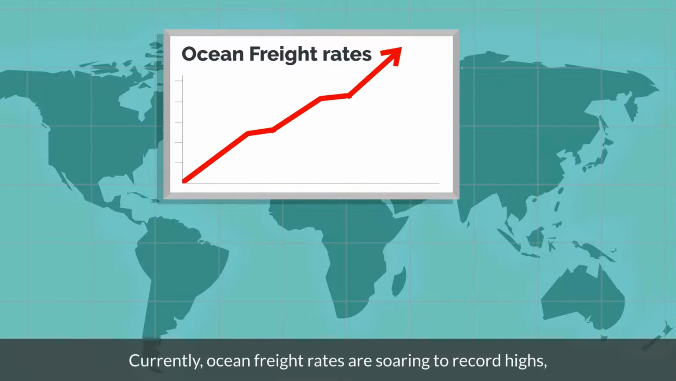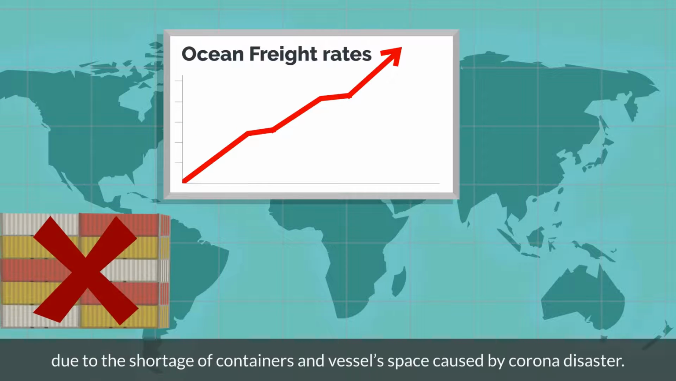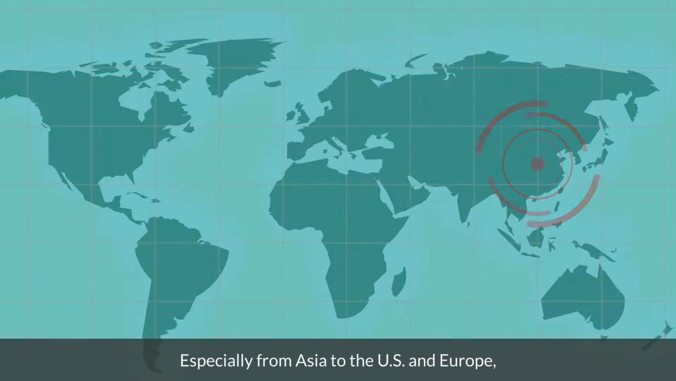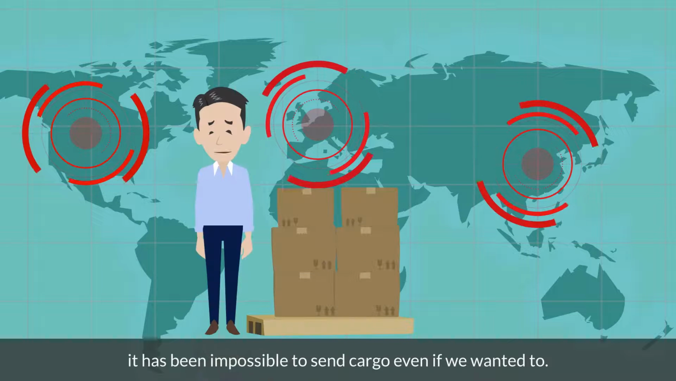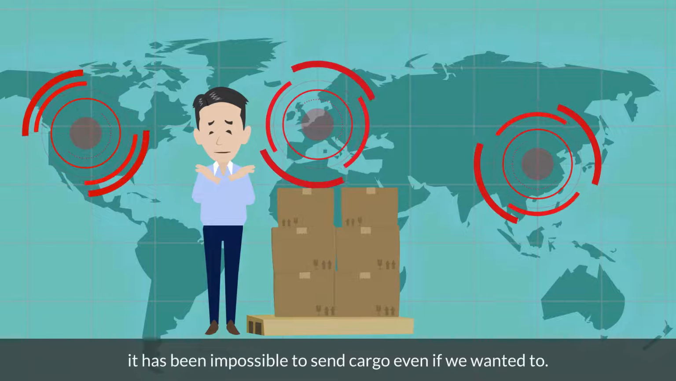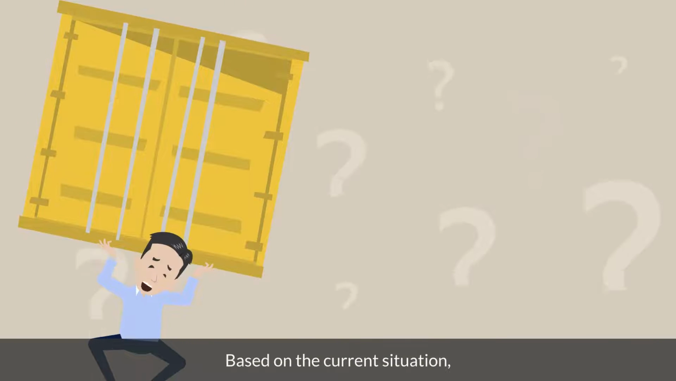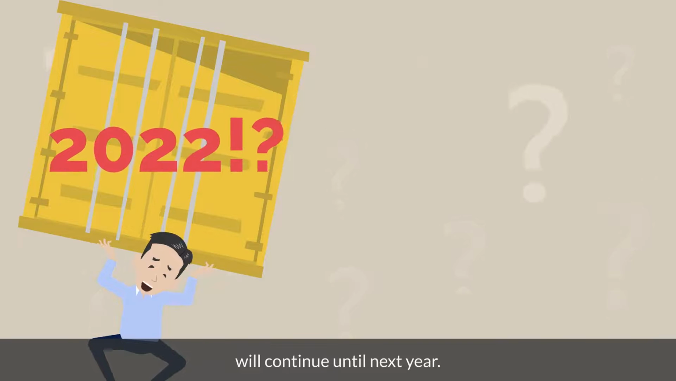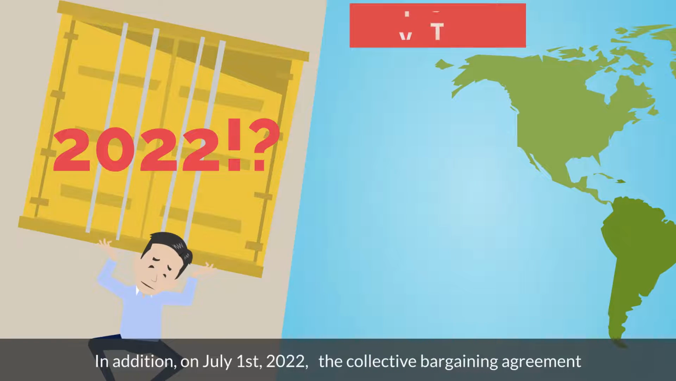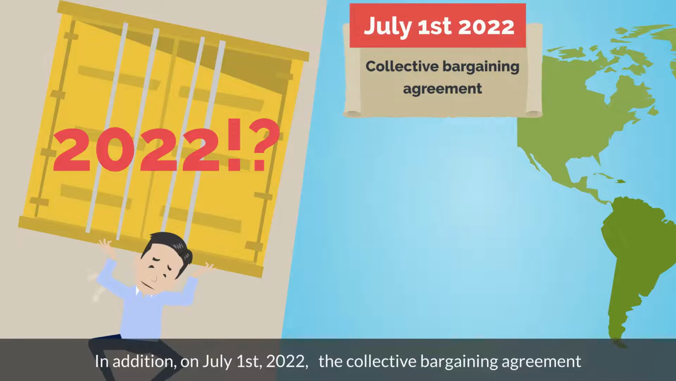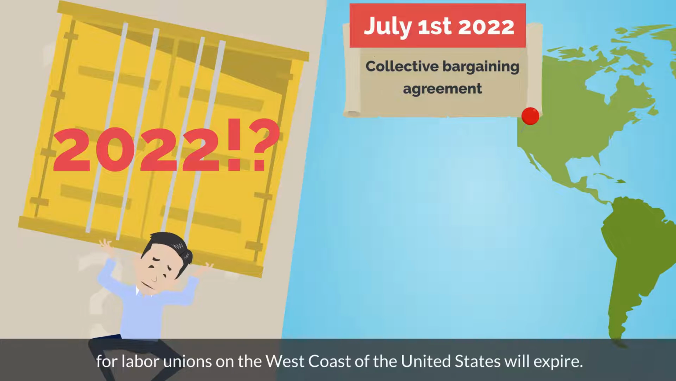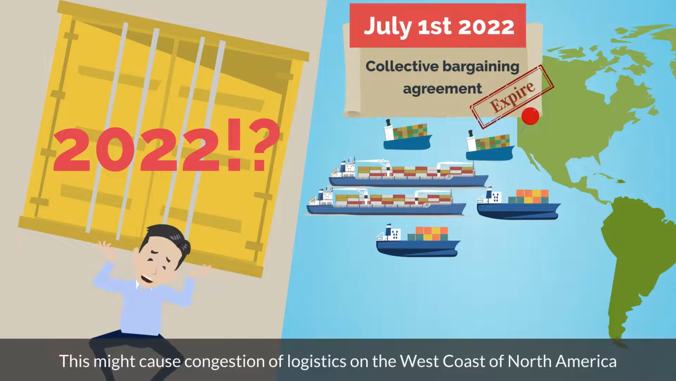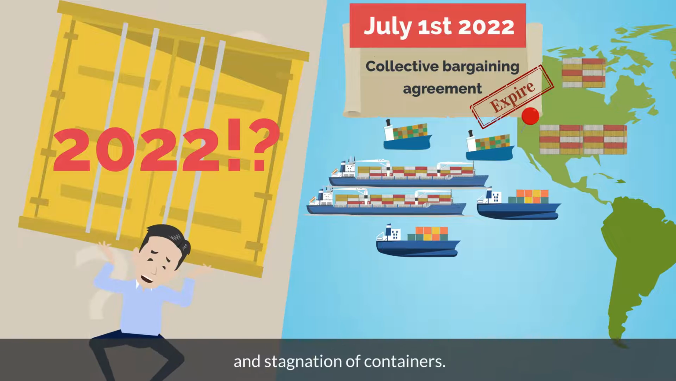Currently, ocean freight rates are soaring to record highs, due to the shortage of containers and vessel space caused by the Corona disaster. Especially from Asia to the US and Europe, it has been impossible to send cargo even if we wanted to. Based on the current situation, there is a growing belief that the shortage of containers and space will continue until next year. In addition, on July 1, 2022, the collective bargaining agreement for labor unions on the west coast of the United States will expire. This might cause congestion of logistics on the west coast of North America, and stagnation of containers.